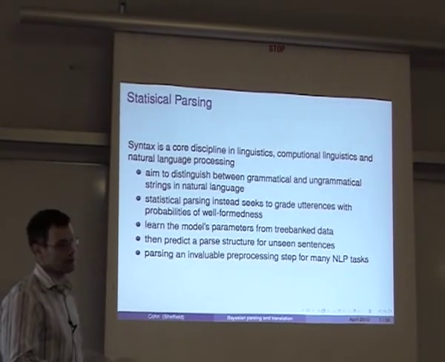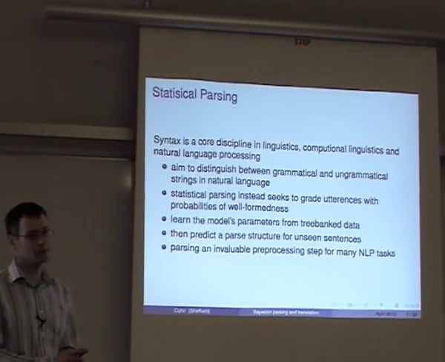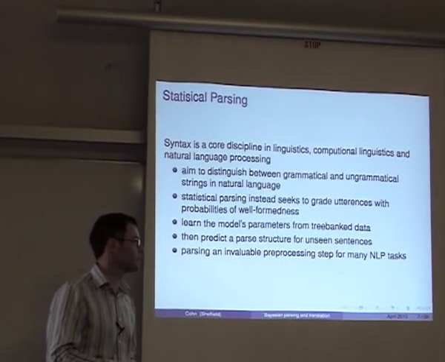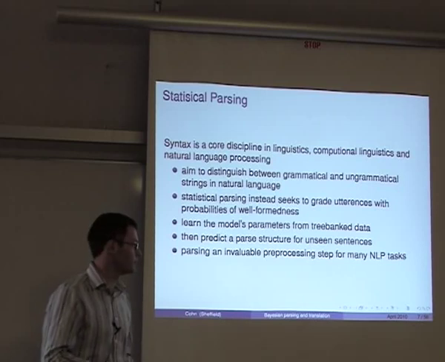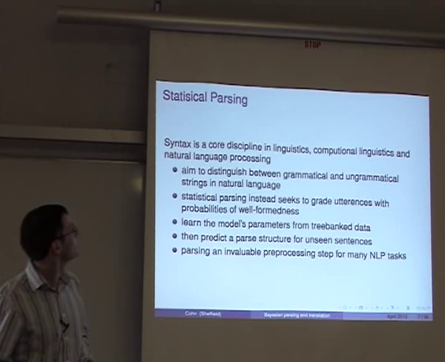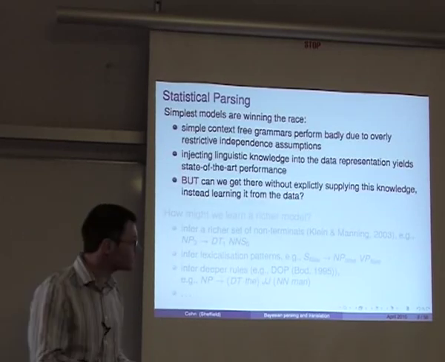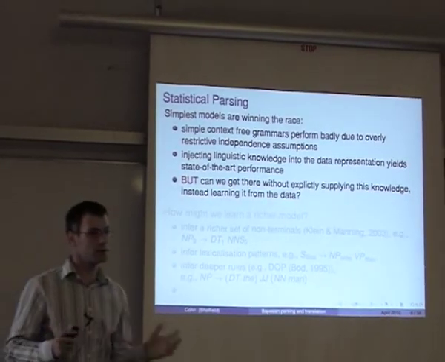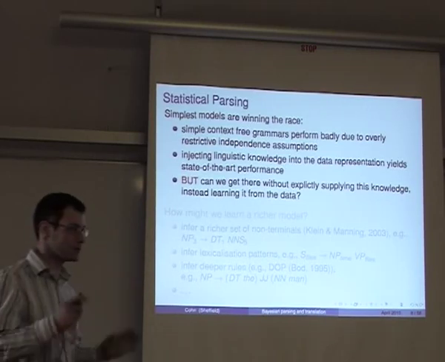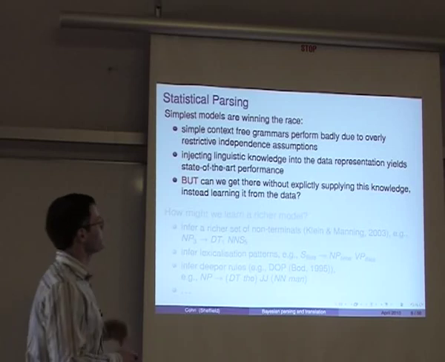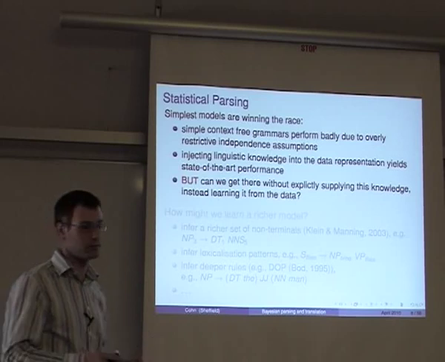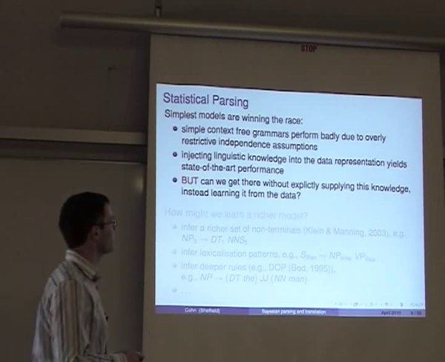We seek to learn the model's parameters from treebank data, so we're given some linguistic input, and then we seek to predict a parse structure on unseen test sentences. Obviously this is an invaluable pre-processing step in many tasks. Now, in statistical parsing, the simplest models are still winning the race, I think it's safe to say. Of course, you can argue about evaluation metrics and so forth, but in general, context-free grammars underlie all of the powerful and well-known models.